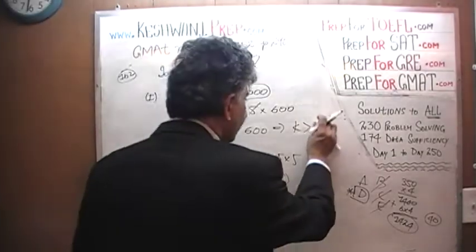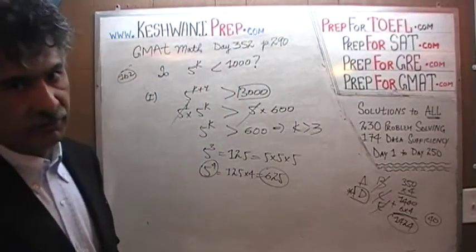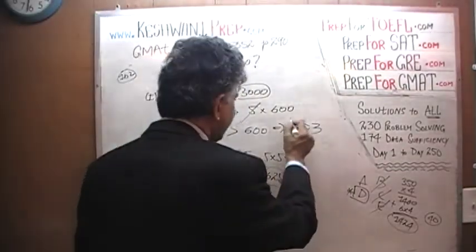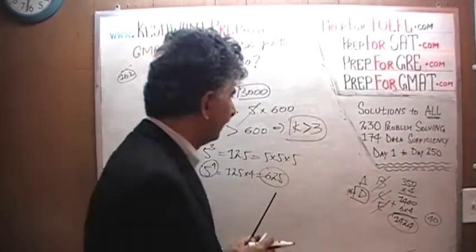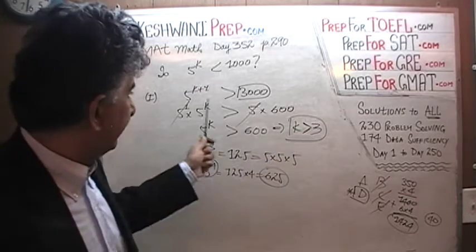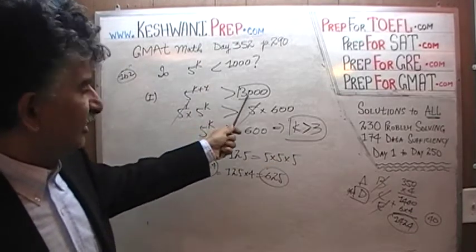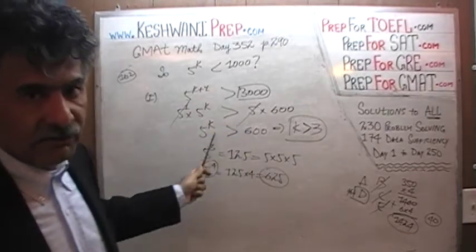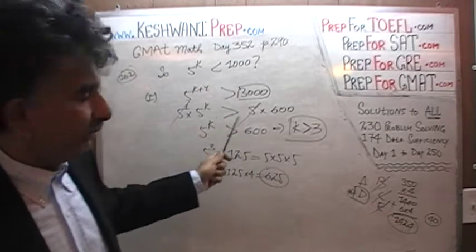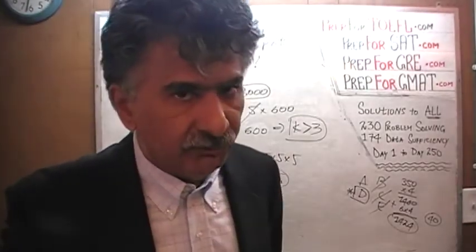So k, whatever it is, is more than 3. That's what we get out of it. The first statement tells us that k is more than 3. And they tell us that 5 raised to k plus 1 is more than 3,000, and when we simplify that statement, that's what it boils down to. Now we know for a fact that k, whatever it is, is more than 3.